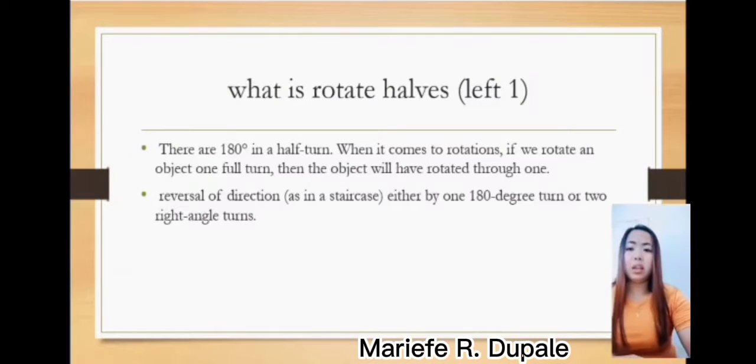What is rotate halves left 1? There are 180 degrees in a half turn. When it comes to rotation, if we rotate an object one full turn, then the object will have rotated through 360 degrees. A reversal of direction, as in a staircase, is either a 180 degree turn or 2 right angle turns.